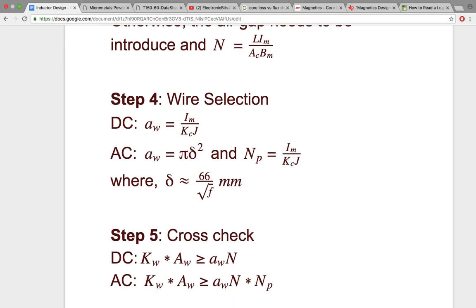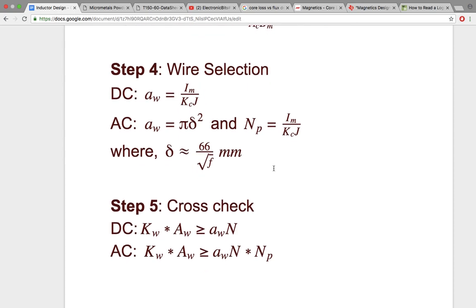Wire selection: for DC you can use this one, where for low current you can use this one. In AC you can use the skin depth, where this is a general formula for how many parallel wires you have to connect, and this formula you can use for DC also if the current requirement is very, very high. So this is the wire selection criteria.